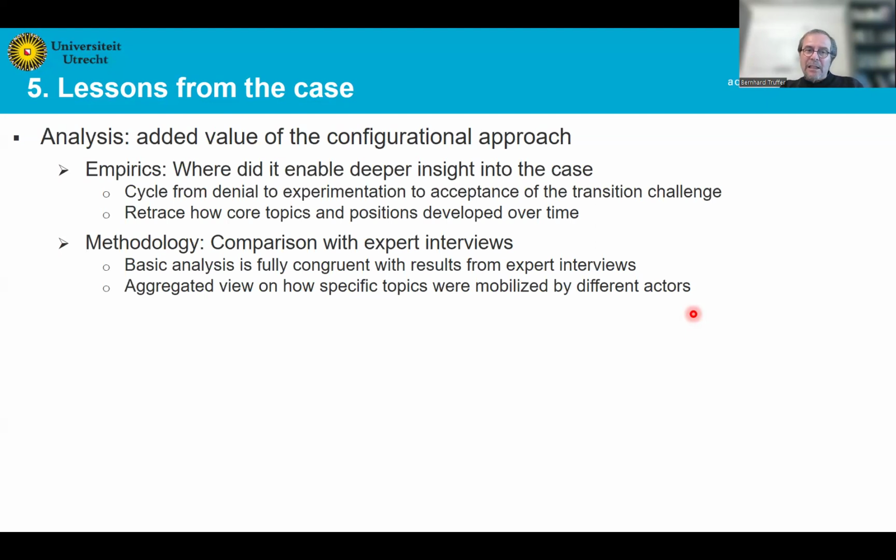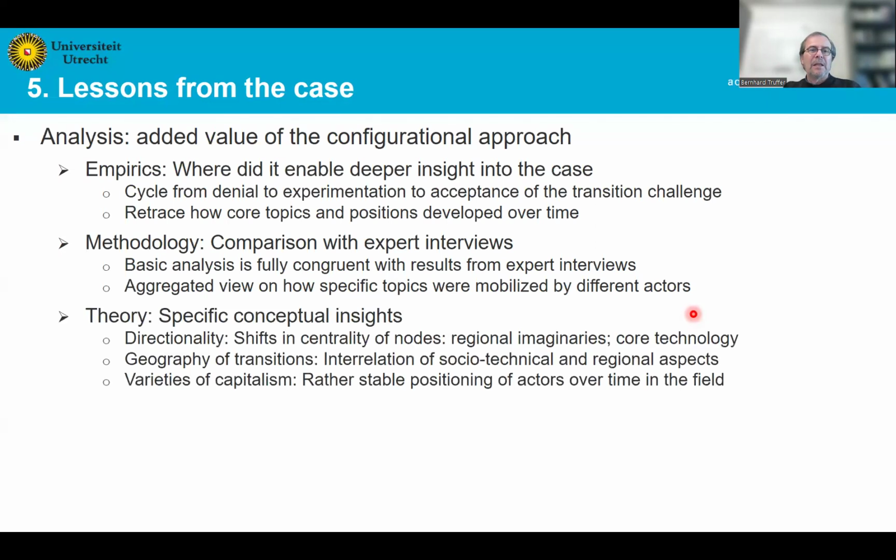And the STCA networks provide an aggregated view on how specific topics were mobilized by different actors. In terms of theory, we could corroborate some of the conceptual ideas that are around in these fields, like directionality, which can be measured in a way as shifts in centrality of nodes. So regional imaginaries, core technologies, etc., how they changed over time.